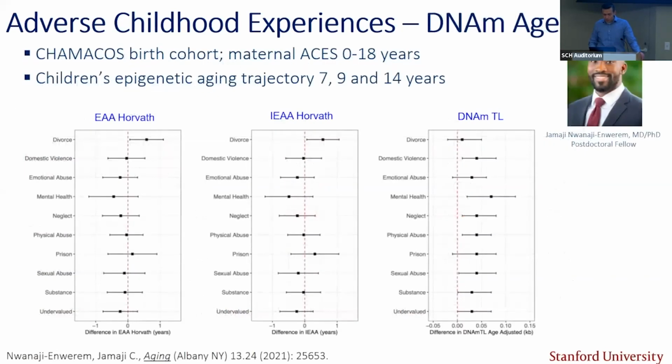So this is work performed by a postdoc. He's now a faculty member at Emory, Dr. Jamaji Nawaji Emren, and he was really interested in testing the effect of ACEs on epigenetic aging later in life. What he was able to document is that indeed 2 or more ACEs were associated with epigenetic aging of this multi-tissue clock that I mentioned earlier. He was able to dig into the 10 domains of the ACEs to see which one was accelerating epigenetic aging. Before, when we met, I told him I think it's probably the physical abuse or mental abuse. I think those are pretty traumatic events.